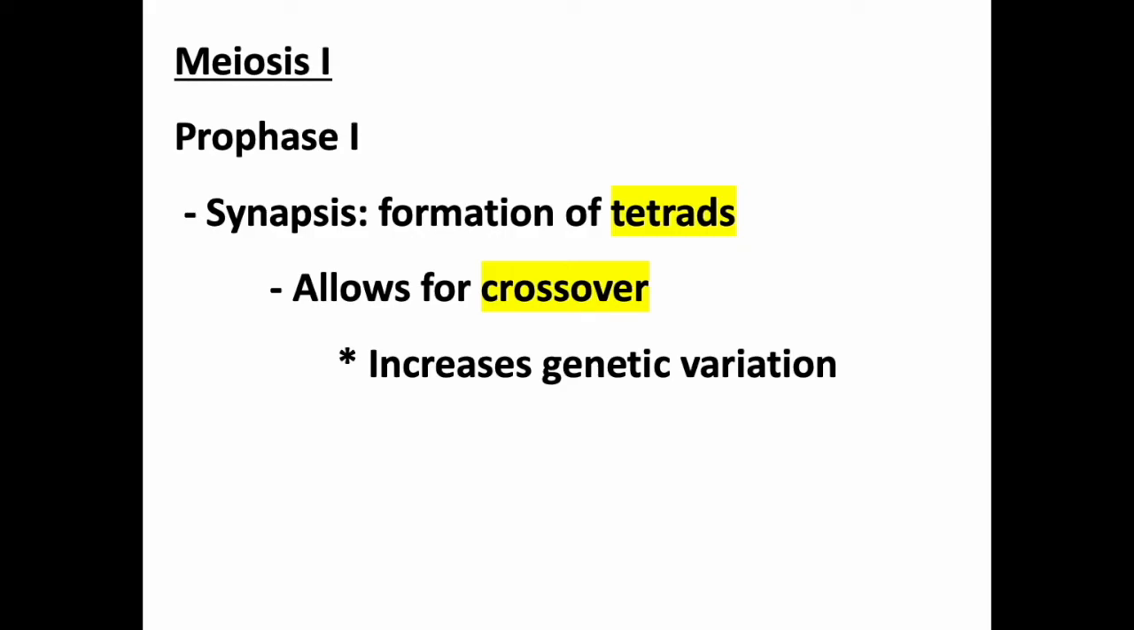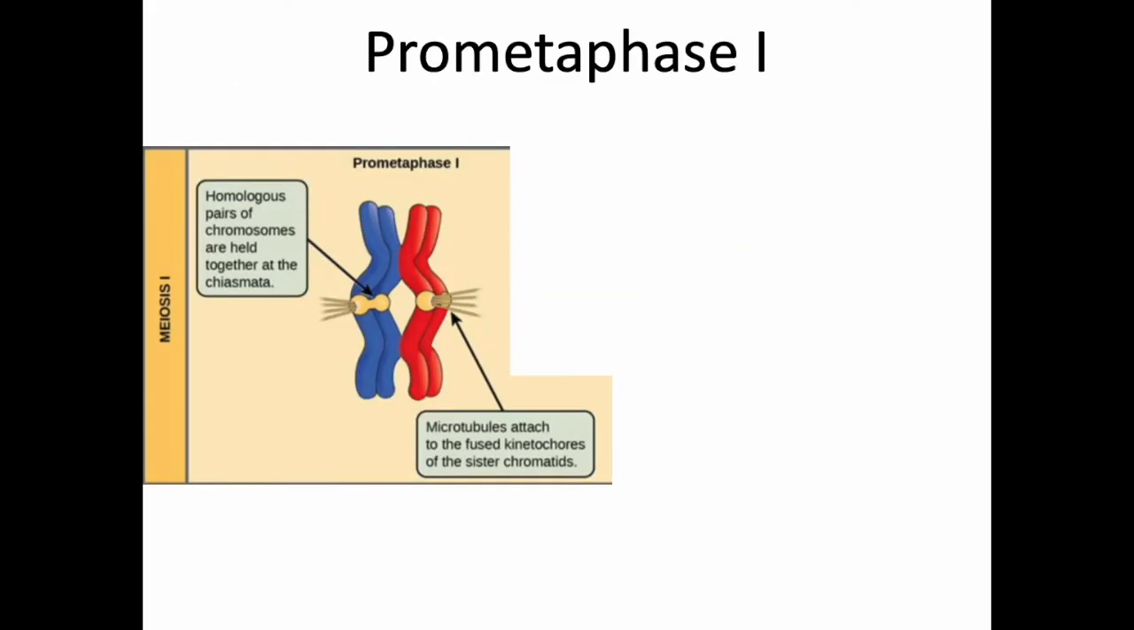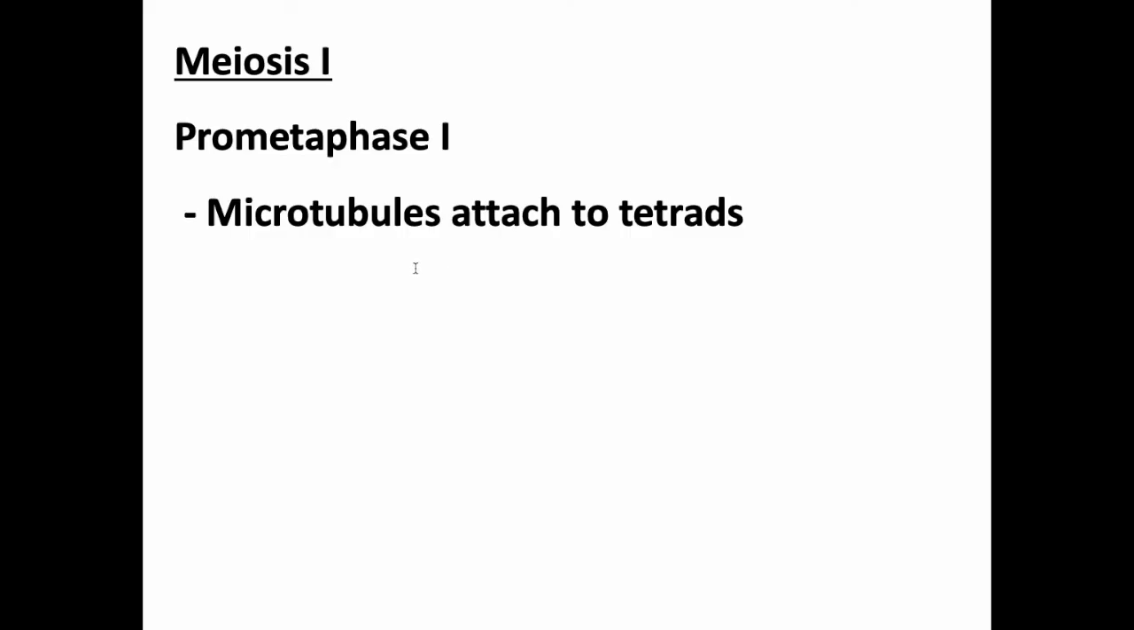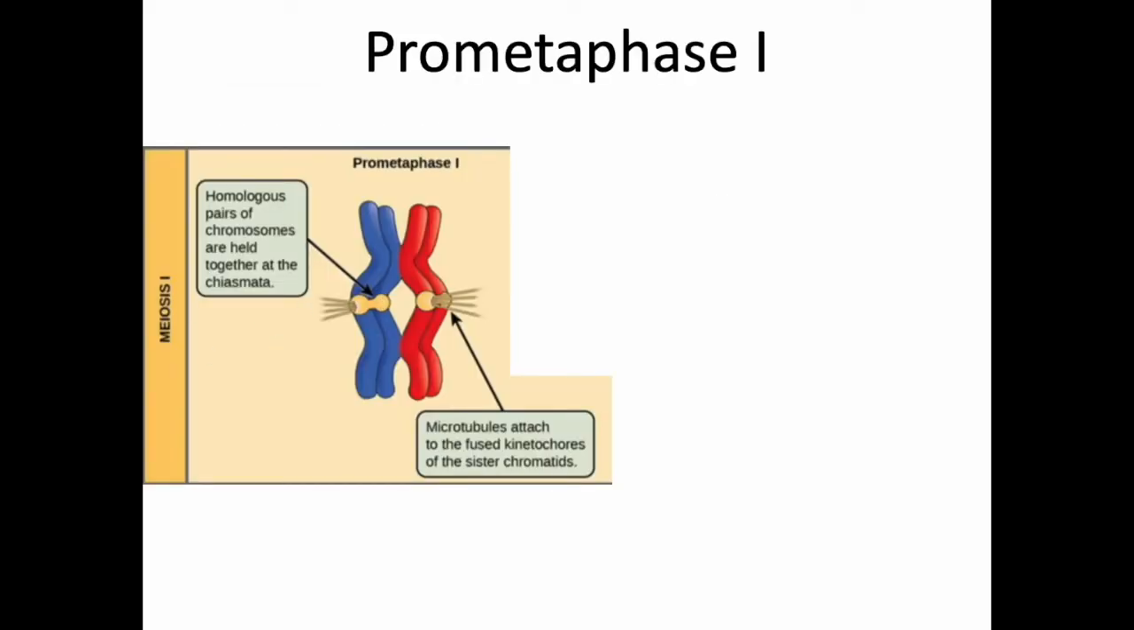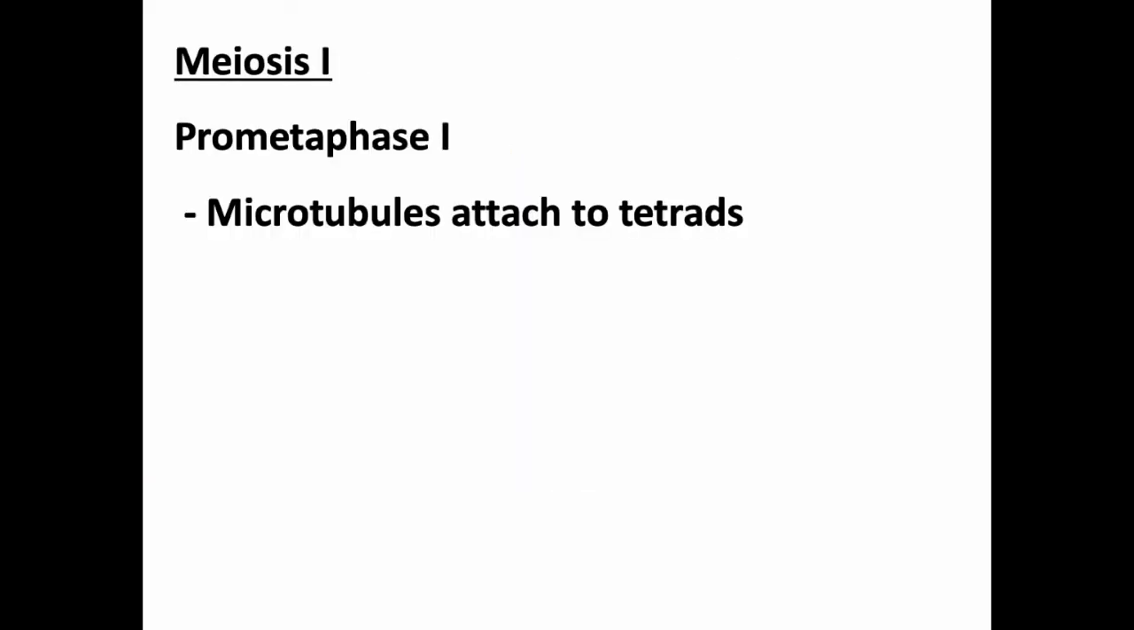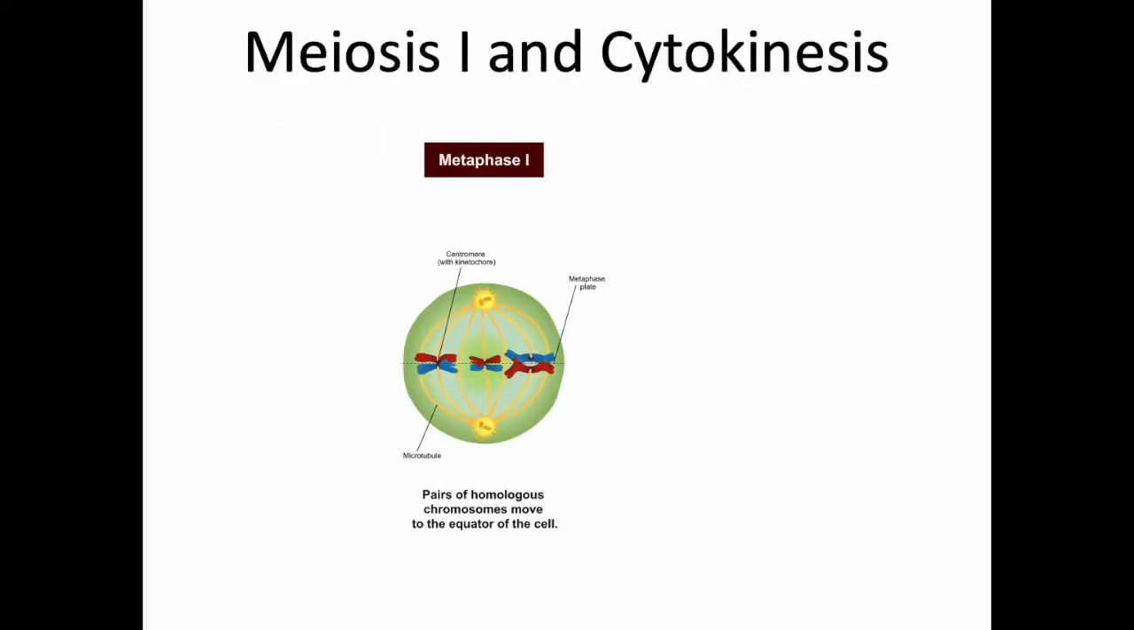Next, we've got Prometaphase I. This one's easy. Microtubules attach to the kinetochores of these tetrads. Pretty similar to the last chapter, microtubules attach. But again, it's tetrads they're attaching to, not sister chromatids. Got this set of 4 here during Prometaphase I. Okay. After Prometaphase I comes Metaphase I. And, very similar to last chapter, everything's lining up in the middle.